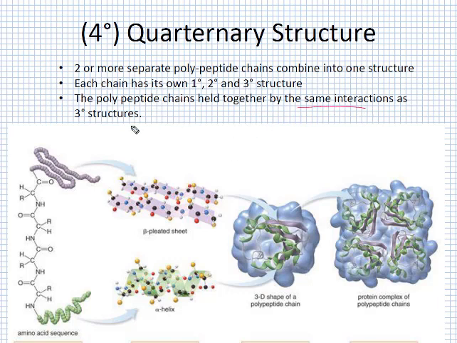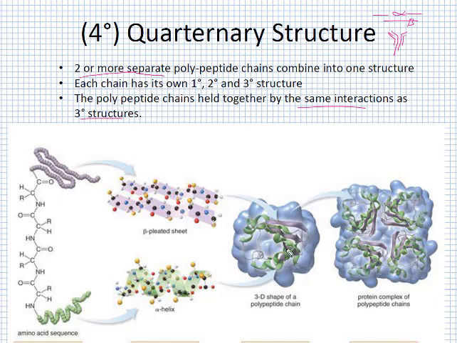So the same interactions as a tertiary structure. The only real difference is that a quaternary structure has two or more separate individual polypeptide chains. An example of this was the light chain and the heavy chain of the IgGs. Right? We had actually four different chains. The alpha chain and the beta chain of insulin. Right? Two different polypeptide chains.